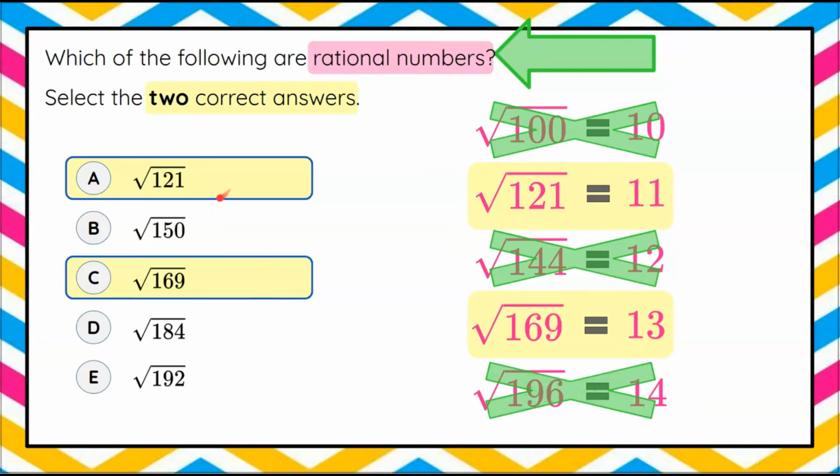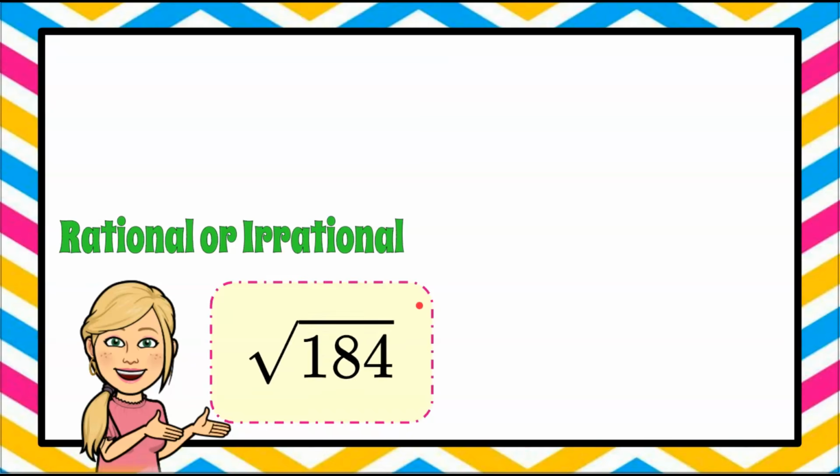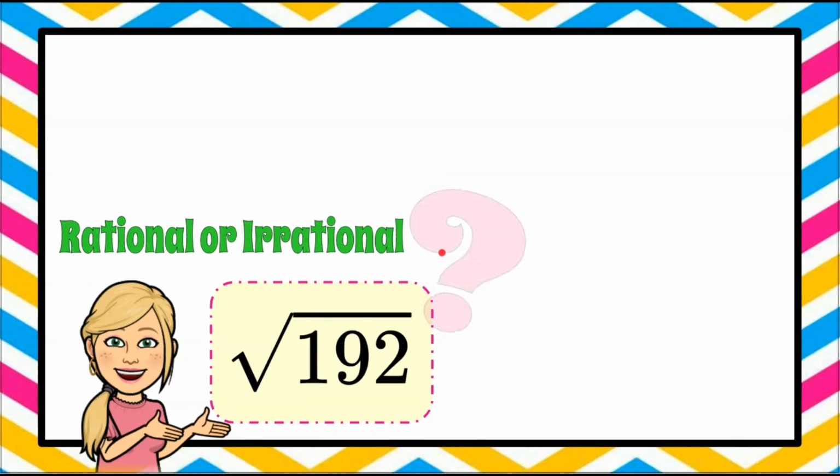So if you used a calculator, square root of 150, square root of 184, and square root of 192 would be non-terminating, non-repeating decimals that are irrational. But typically when you're asked these questions, you're not given a calculator. So the best strategy I could share with you is to make a list of perfect squares and identify which ones of those exist in your answer choices. So that is rational or irrational as we look at square root values, and whether or not they are perfect square or a non-perfect square.